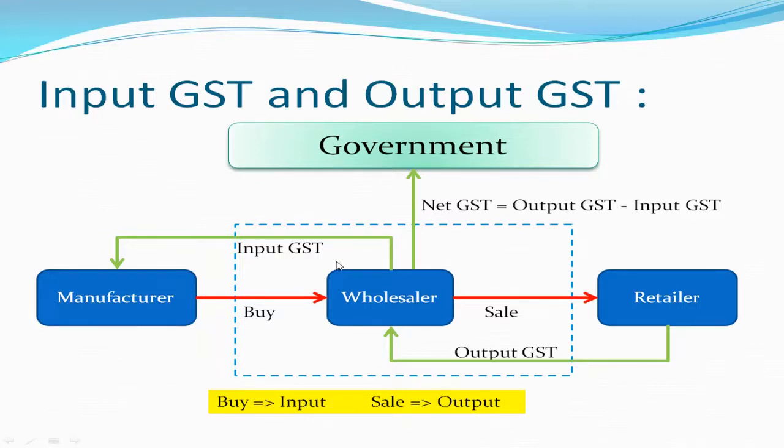And buy means input and sell means output. Input GST is paid and output GST is collected, and only the difference is paid to the respective governments, right? If both the transactions are intrastate, then the net GST is split: half goes to the state government, half goes to the central government. Okay, so this is all about input GST and output GST.